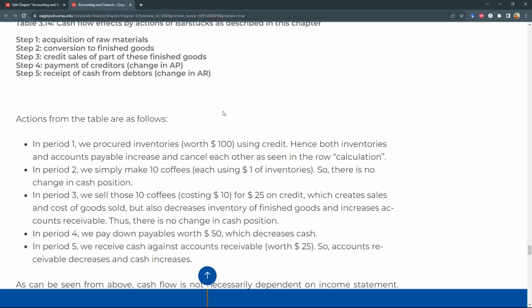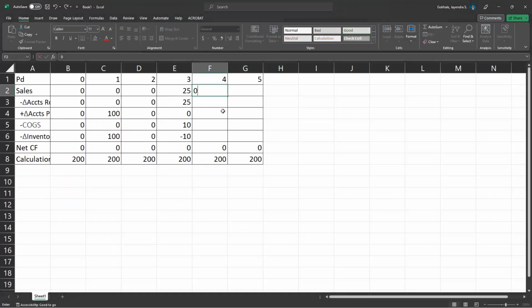Moving on, period 4. We pay down payables worth $50. No sales, no accounts receivable, but payables go down by 50. And no cost of goods sold because there's no sales, no change in inventories yet. So now our net cash flow is down by $50 to $150.